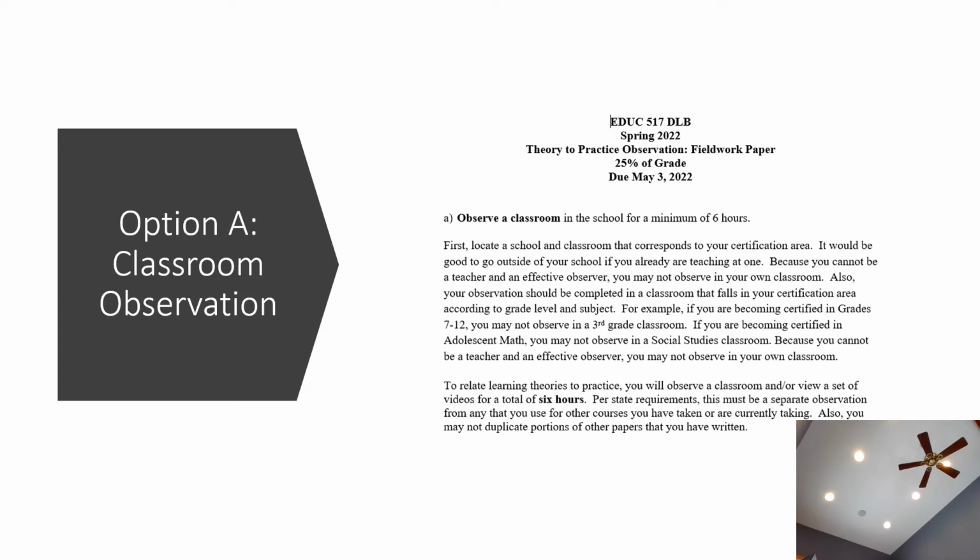So first, let's discuss the in-person option, option A. This is the traditional field work where you go in and observe a classroom in a school for a minimum of 6 hours. You should not observe in a class where you're the teacher or the teacher's assistant. Field work is meant to give you a depth and breadth of experience outside of your own classroom. So you're going to locate a school and a classroom that corresponds to your certification area. If you're childhood or early childhood, you're not going to be observing in a high school, for example.